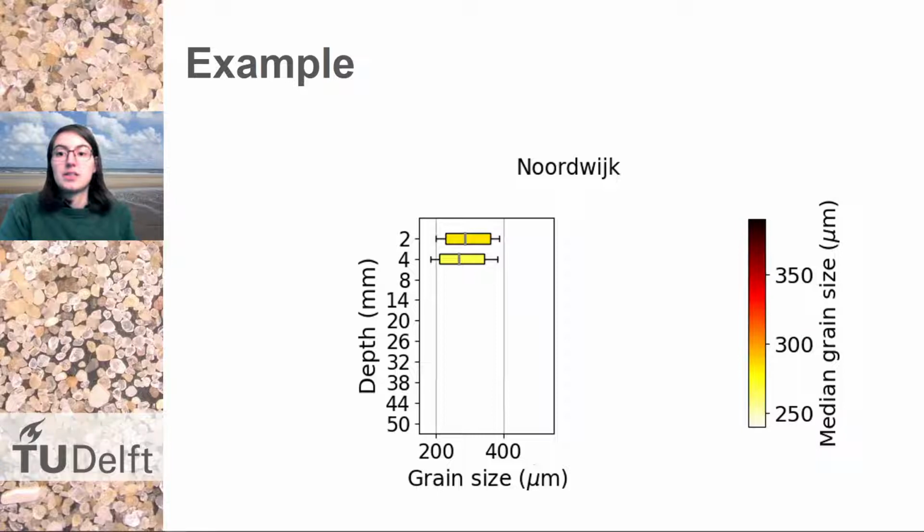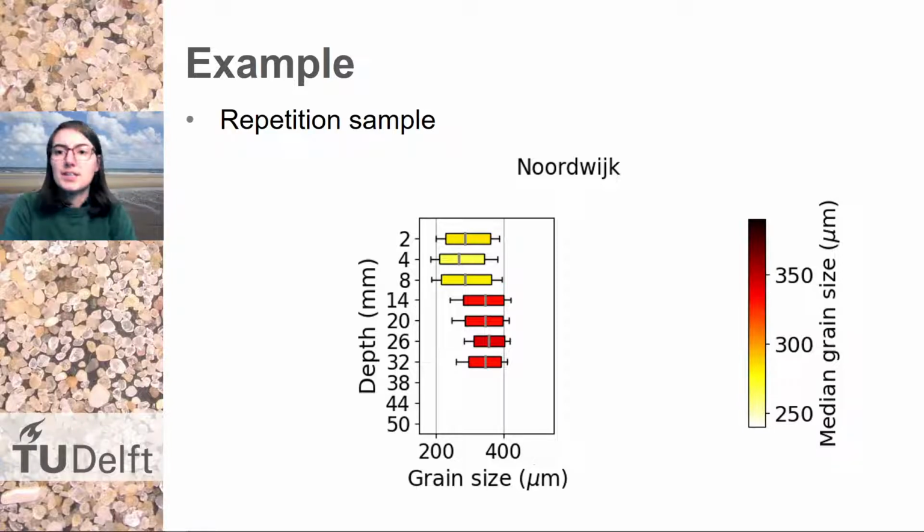Here we see the next layer of this cross section. It's a little bit finer, lighter color, and then up to 8 millimeters it's a little bit coarser again. Oh, but here it really changes. This is the layer from 8 to 14 millimeters depth, and it's quite a lot coarser actually. We see the same for the layers after that, up to 32 millimeters. So this shows us that we can see the vertical variation in the grain size.